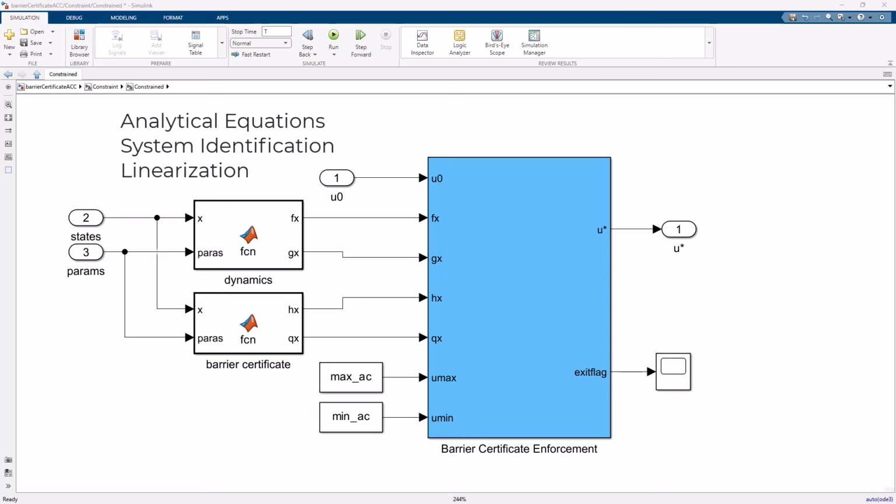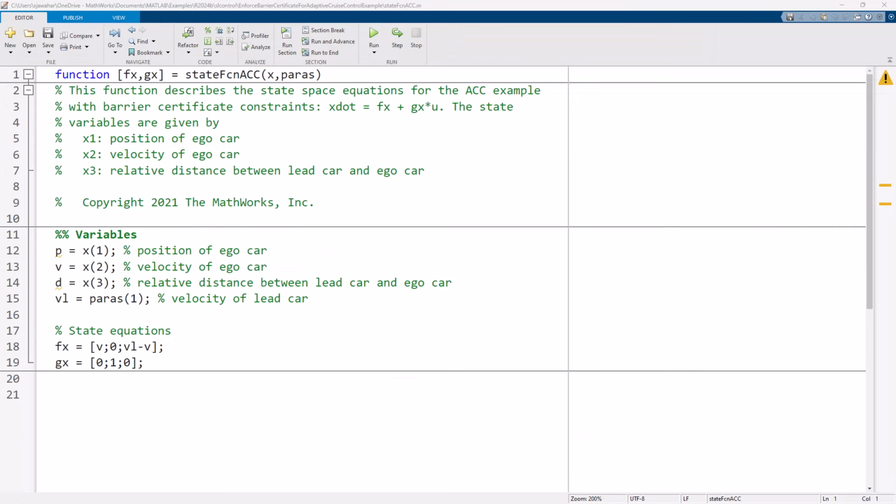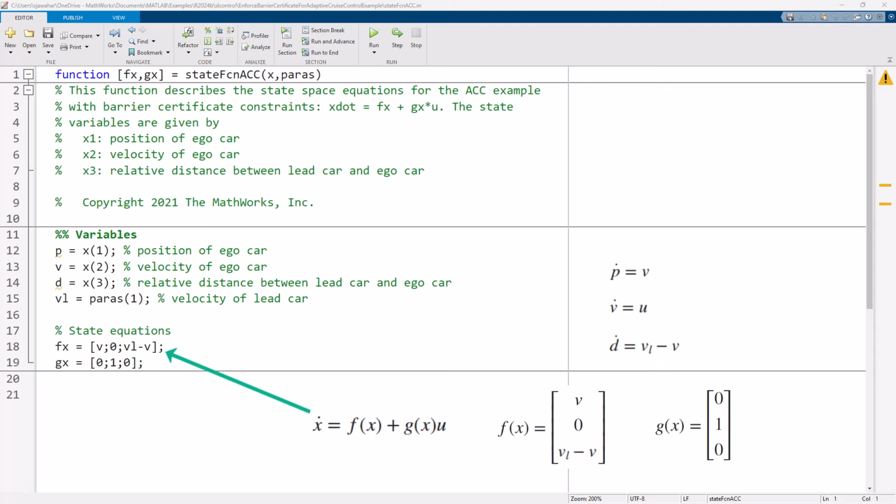But in this case, we know the system dynamics and we are going to provide the analytical equations of the system through this MATLAB function block. Within the block, we describe the system dynamics needed by the barrier certificate block using the state variables, which are the position and the velocity of the ego vehicle and the relative distance between the ego and the lead vehicle. So we can define the dynamics of the system by these state equations here, where u is the acceleration or the control input, VL is the lead vehicle's velocity. In vector form, we represent the dynamics as follows.